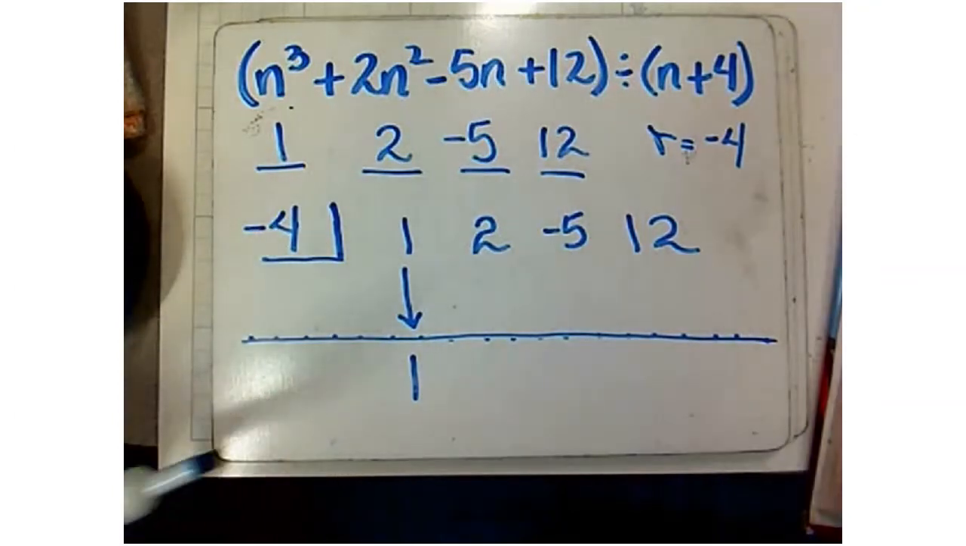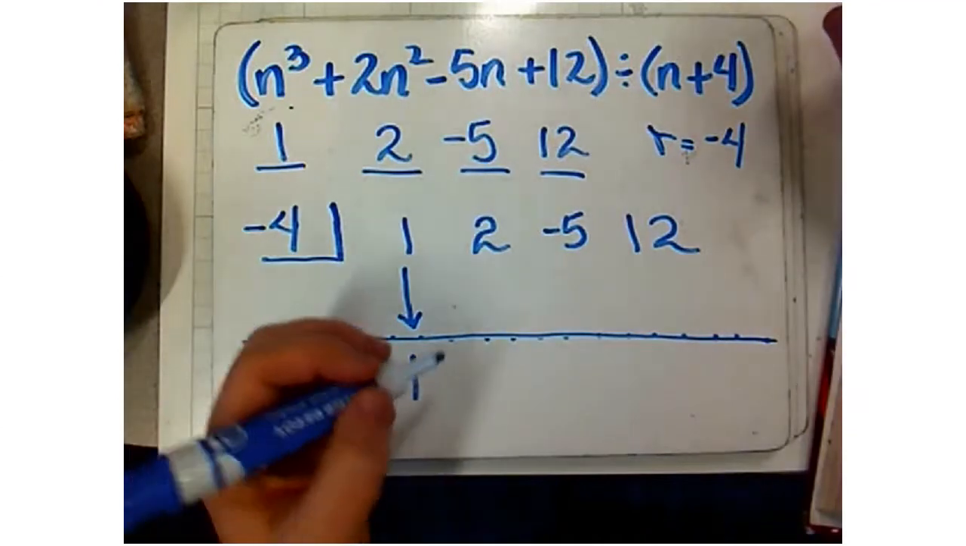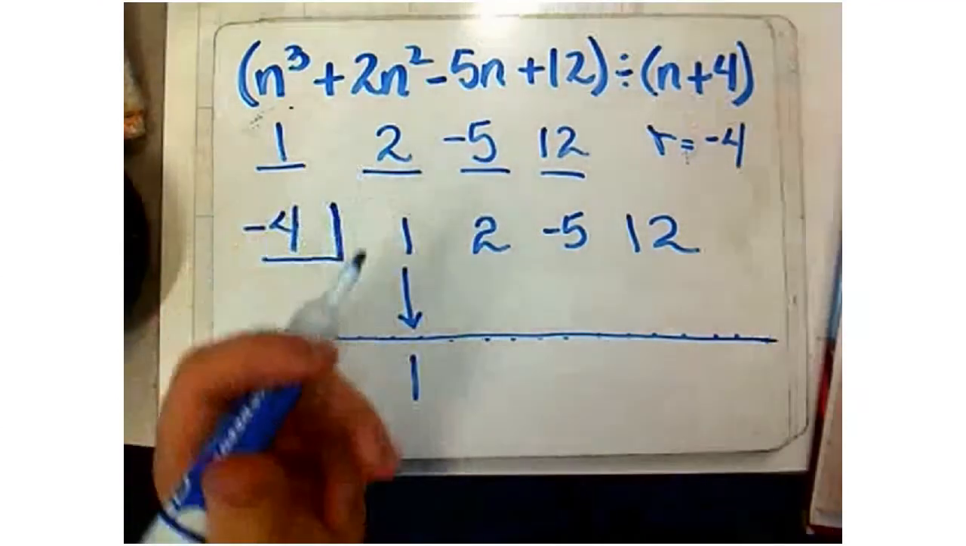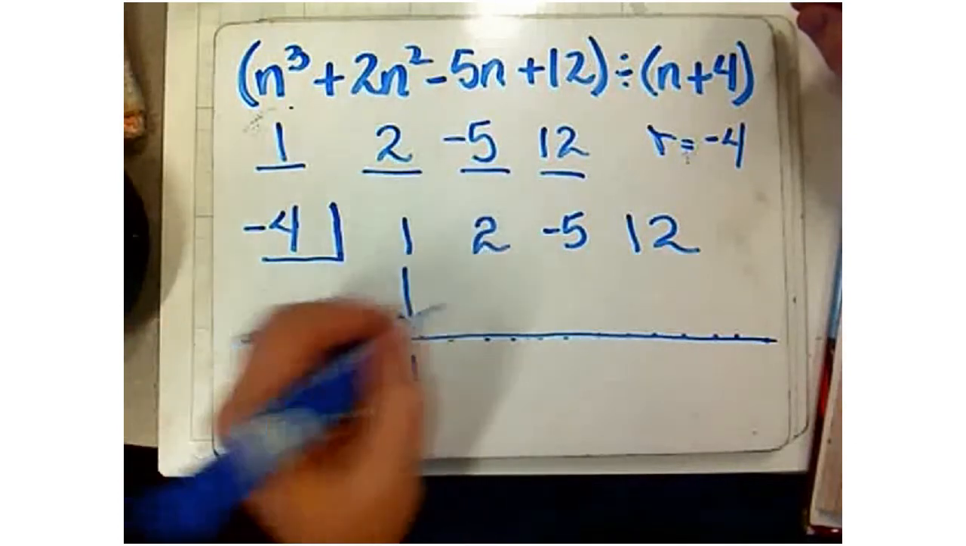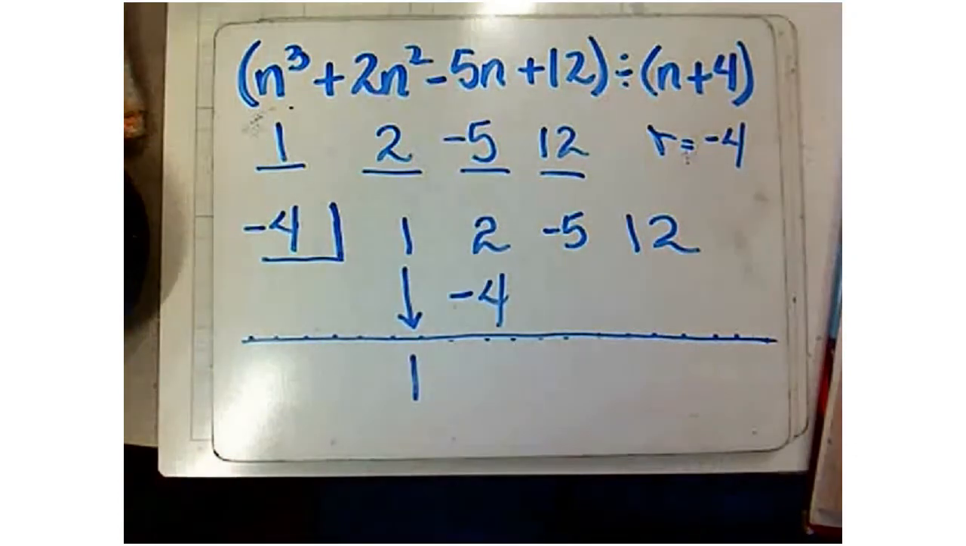-4 times 1 is negative 4. So you're going to scroll back up on your brailler, move up, space over, underneath your 2, and put a negative 4 under the 2. Yep. Going in left to right order.